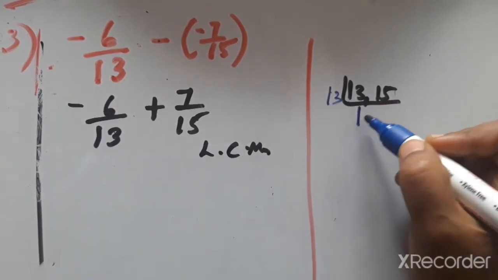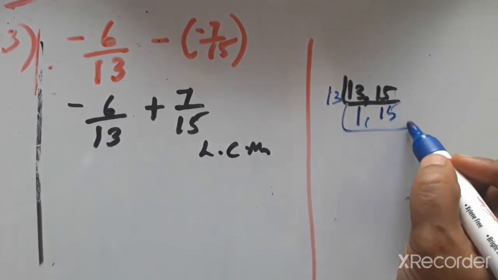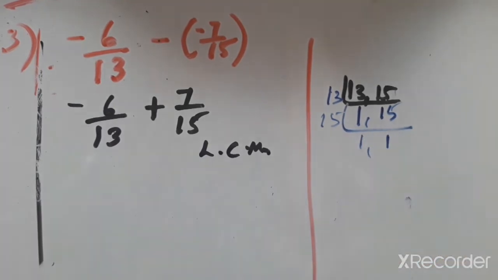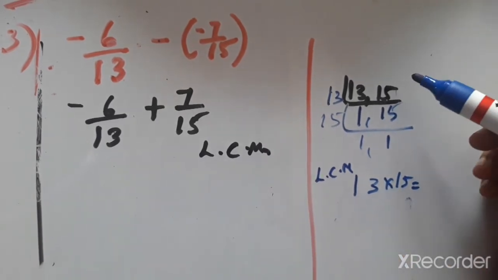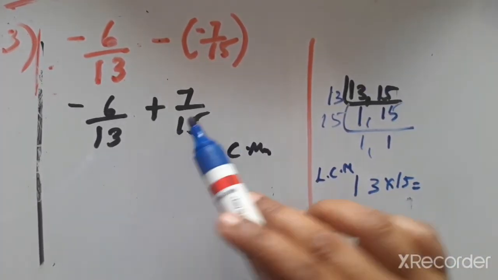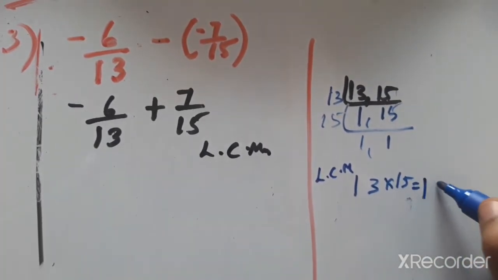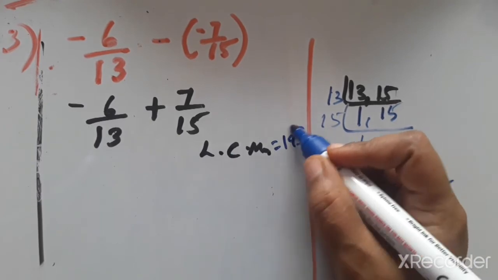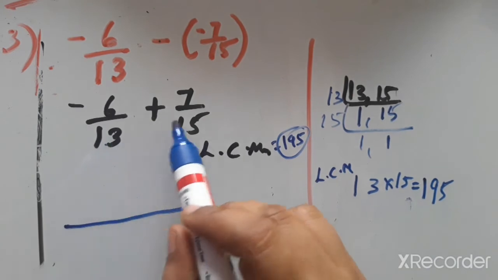13, 13 1s are 13. 15 will not multiply with 13 1s, right, 15 as it is. And 15 will multiply with the 15 1s table. Here it is not an equivalent fraction, so find like fractions. So find the LCM of the denominators 13 and 15. 13 into 15 is 195. So LCM is 195.